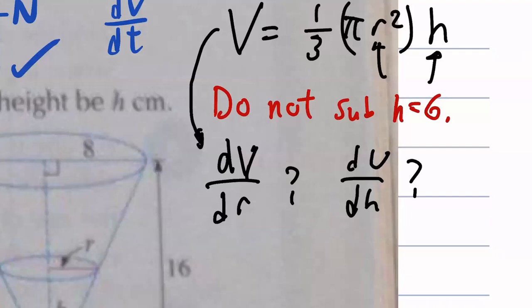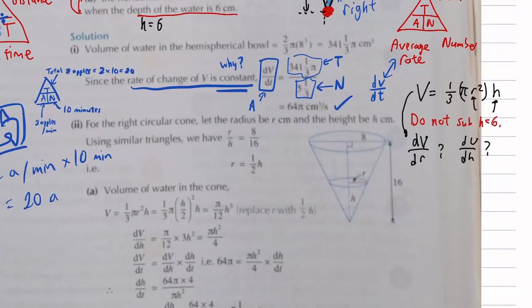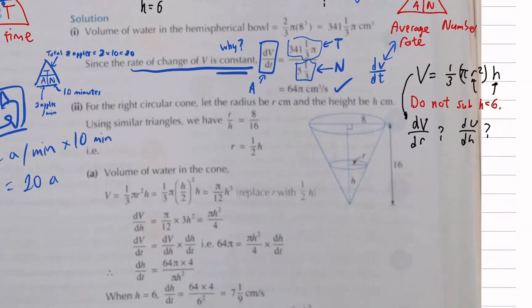So that's why the question started off the way it did. The question immediately jumped in, assuming you are already very familiar with the procedure. Then straight away you use similar triangles. But I'm trying to give you the thought procedure. Why do you need to use similar triangles? The reason is you are stuck at this stage. When you want to differentiate, you realize that this formula involves two variables, R and H.